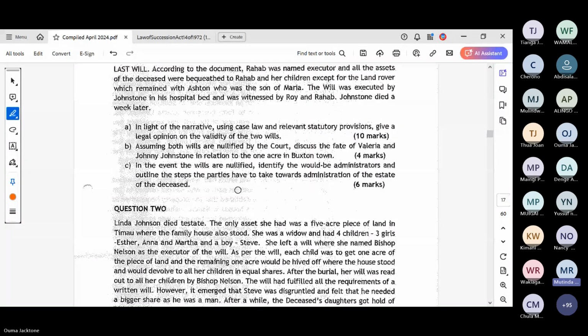Yes, before you go on, can you also include the issue of attestation? Why? Because the will was executed by Johnson in his hospital bed and was witnessed by Roy and Rahab. I would introduce the fact that Roy and Rahab are beneficiaries, and we are told in section 11 of the LSA that when beneficiaries sign or attest to it, there have to be other independent witnesses.